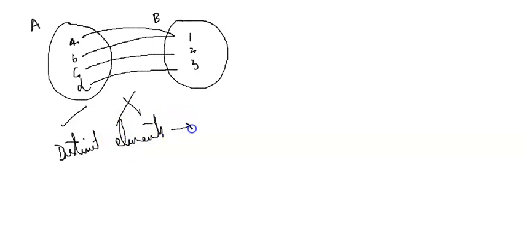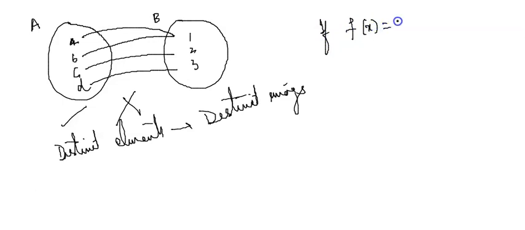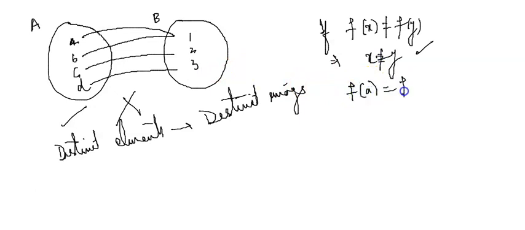Distinct elements means different elements must have different images, or mathematically we can say that if f(x) is equal to f(y), that means if two images are equal, then x should be equal to y. Or you can say if f(x) is not equal to f(y), then x is not equal to y. But in this case, f(a) is equal to f(b), because f(a) is also 1 and f(b) is also 1, but a is not equal to b, so we can say that this is not a one-one function.